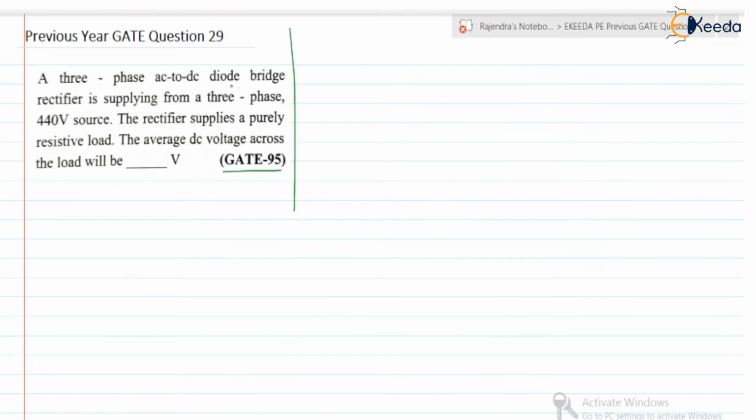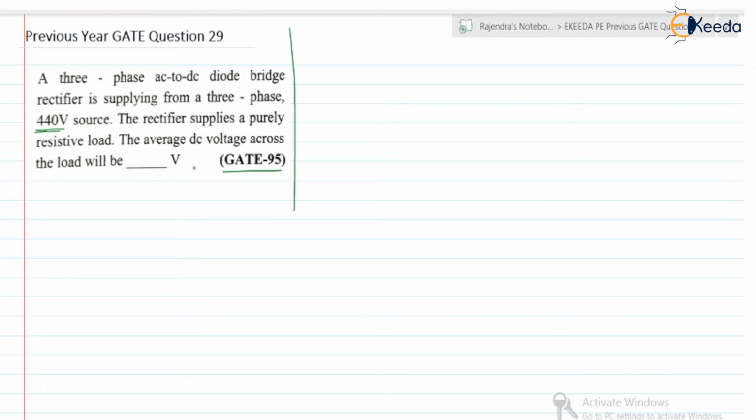A three-phase AC to DC diode bridge rectifier is supplied from a three-phase 440 volt source. So it is a diode bridge rectifier, and the line voltage is 440 volt. The rectifier supplies a purely resistive load. The average DC voltage across the load will be? So our task is to find the average DC voltage across the load.